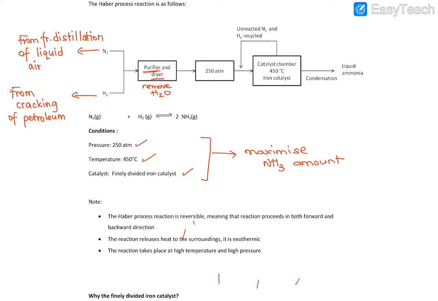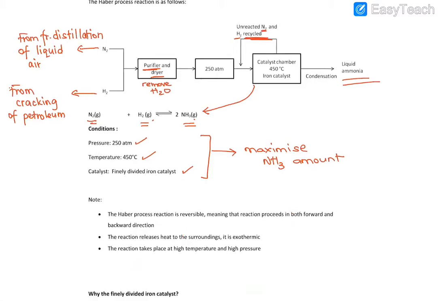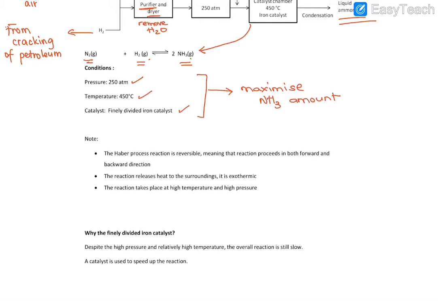In the catalytic chamber, this is where this reaction takes place. Nitrogen reacts with hydrogen in a reversible reaction, giving ammonia. And all of them are gases. Once you get the ammonia, we're going to condense it and liquefy it. Any unreacted nitrogen and hydrogen, because remember, it's a reversible reaction so you're always going to have unreacted reactants, goes back again into the catalytic chamber. So it's going to be recycled again and again. This reaction will proceed both in the forward and backward direction.